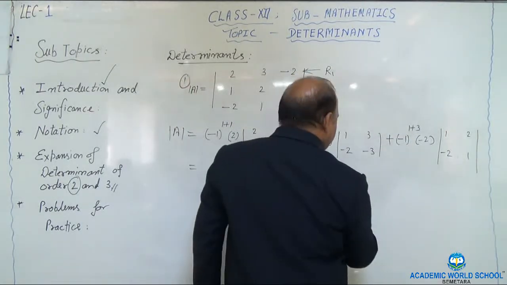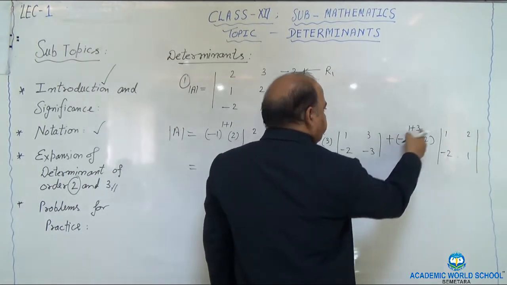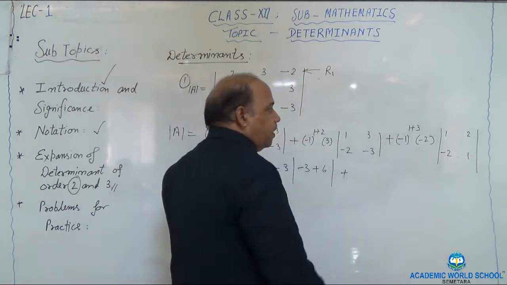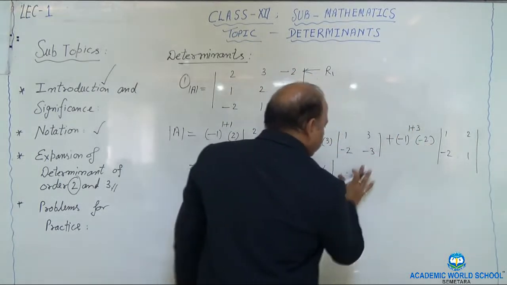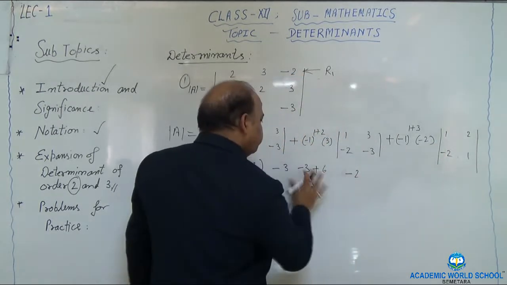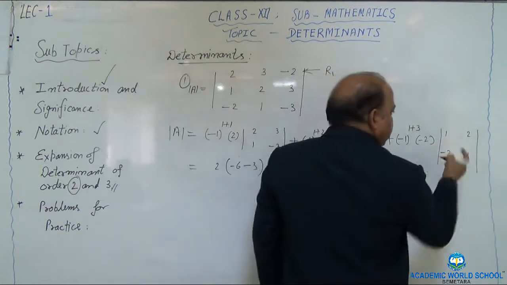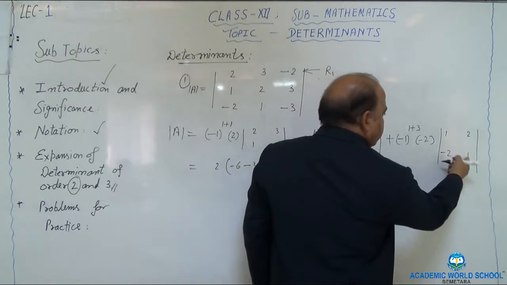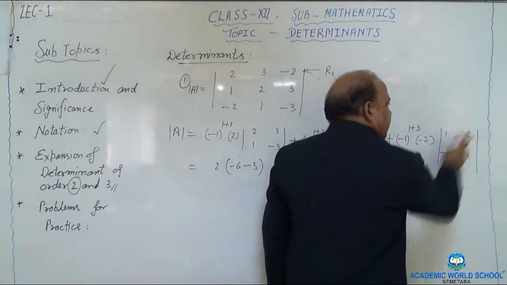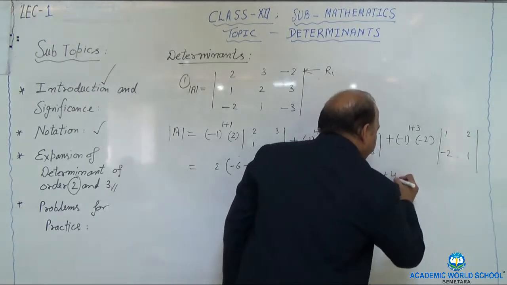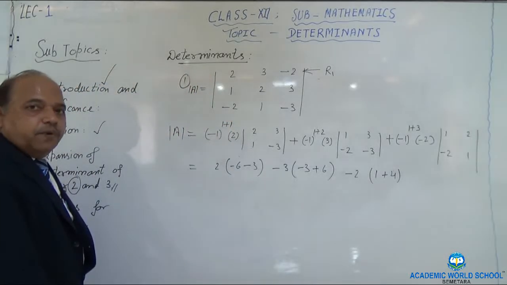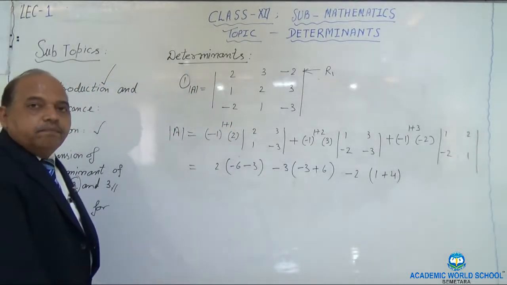Then come to this one, plus this minus 1 to the power. This is an even number. So again this minus sign will get absorbed. So you are left with this minus 2. So minus 2 and then we have to simplify this 2 by 2 determinant. 1 into 1 minus 2 into 2 is minus 4 and then one more minus sign will make it plus. Minus 2 into 2 is minus 4 and minus of minus 4 will become plus 4.